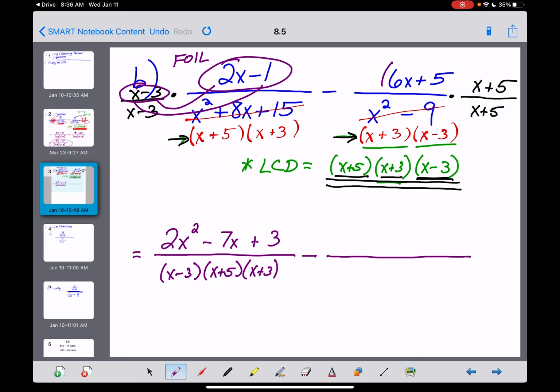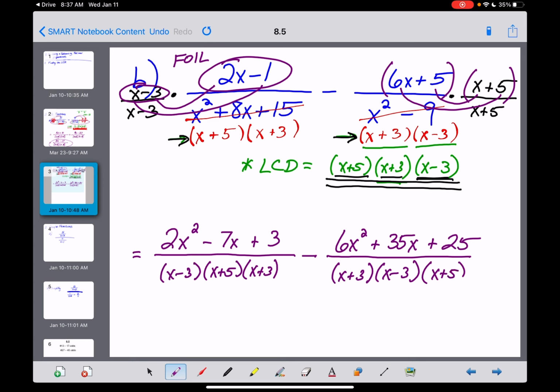And now for the second fraction, we have to FOIL the 6x plus 5 times the x plus 5 in the numerator. So first product, 6x times x is 6x squared. Outer product here and here is a 30x. Inner product right there is a 5x. So that's a plus 35x. Got it. And then our last product, positive 5 times positive 5 is a plus 25. There we go. And again, the denominator can stay factored. And the order I had this one in doesn't really matter. It was x plus 3, x minus 3, and then we tacked the x plus 5 on the end.